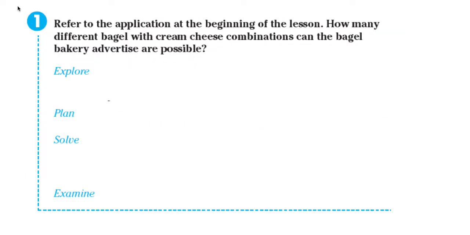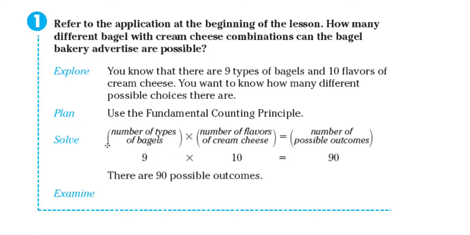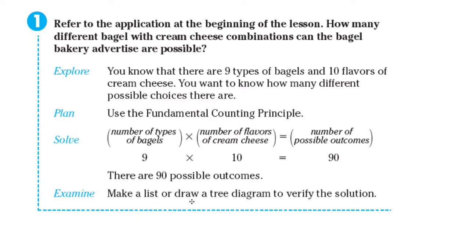Going back to that example, we know that there are 9 types of bagels and 10 flavors of cream cheese. So you want to use the fundamental counting principle to solve this problem. You take the number of types of bagel, which is 9, and the number of flavors of cream cheese, which is 10. Multiplying both gives you 90 possible outcomes. To check our answer, we can create a tree diagram to verify our solution. That's how you use the fundamental counting principle, a lot simpler than creating a tree diagram.